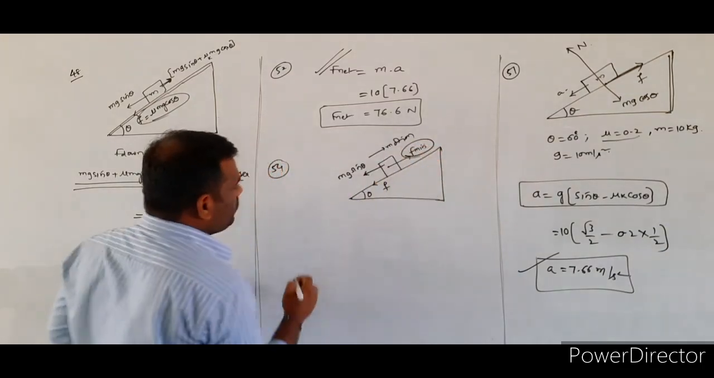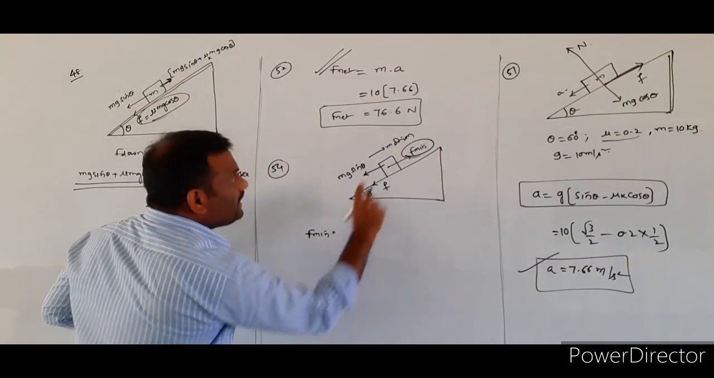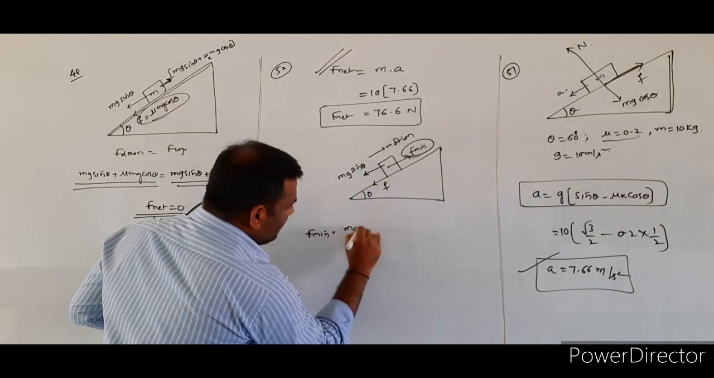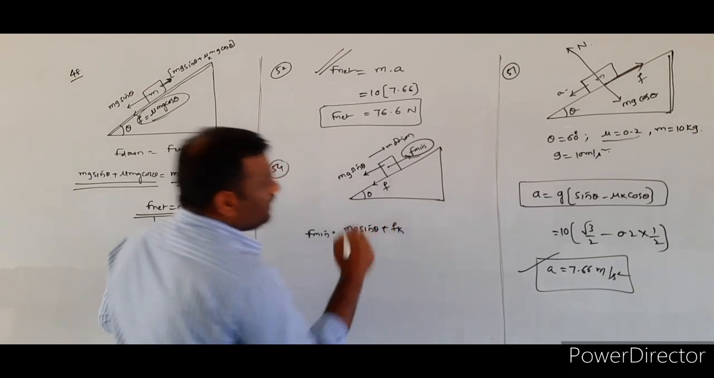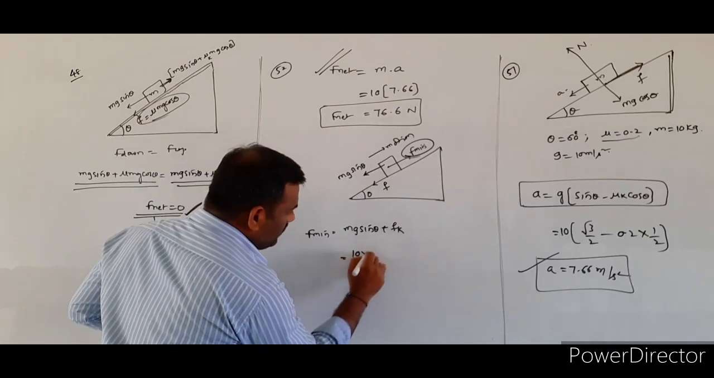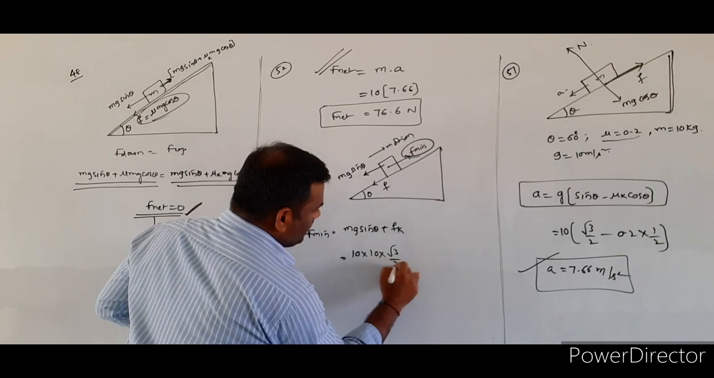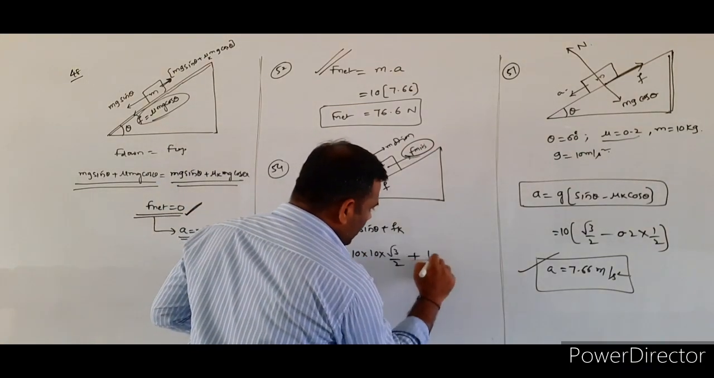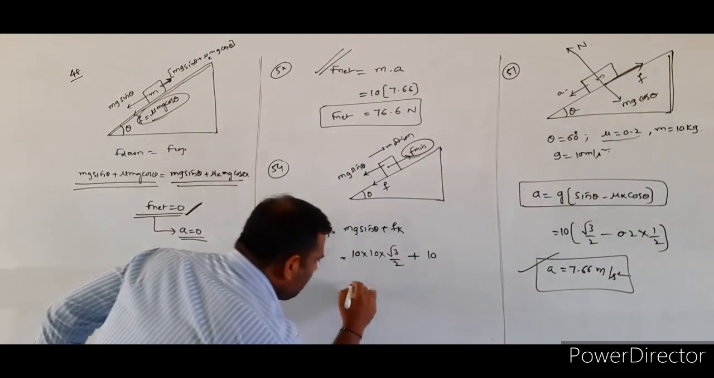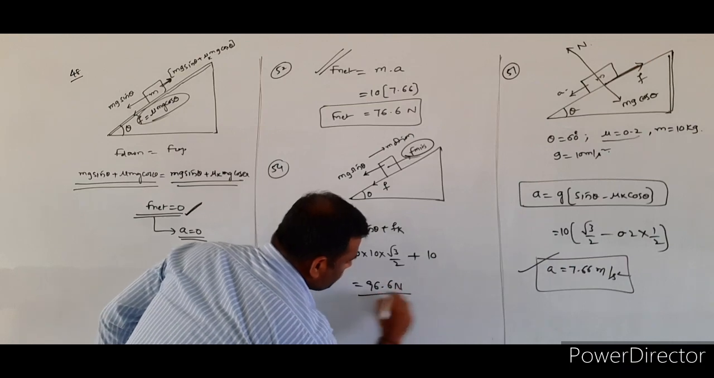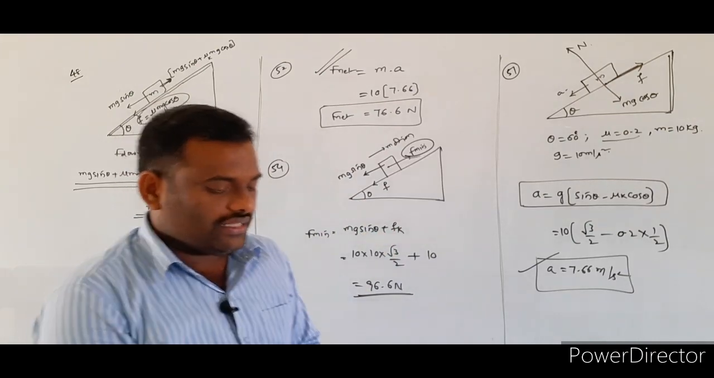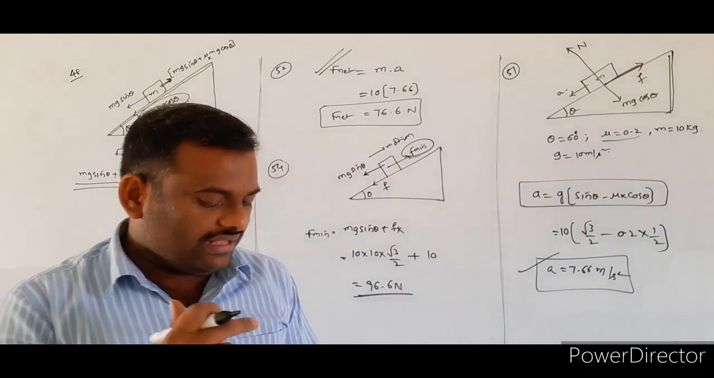So they are asking the minimum force. Whenever they ask for the minimum force, the pulling force is equal to the sum of the downward forces, that is mg sin theta plus Fk. So all the values are there. What is the mass value? 10. G value 10, and sin 60 is root 3 by 2. The frictional force value you calculated just now is equal to 10. If you simplify, you will get 96.6 Newton. Like this we have to solve problems 51, 52, 53, 54.